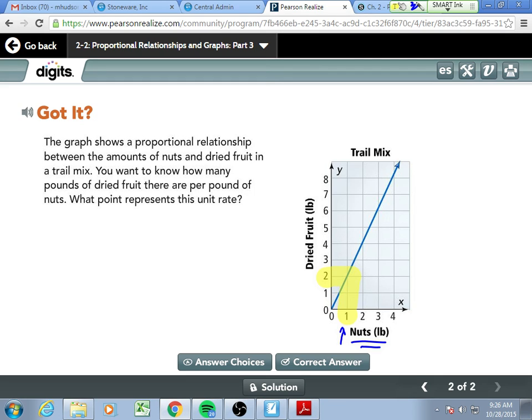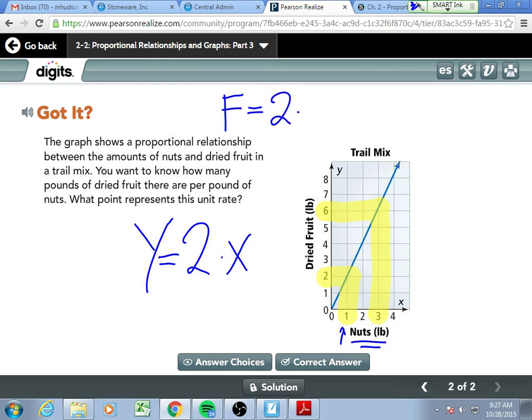So then if I said 3 pounds of nuts, I followed up to my graph. So if we want to talk about the dried fruit, our y value, we want to make one of these equations. Y is what compared to x? We know this is proportional because it's a straight line through the origin. Zach, do you know what our multiple there would be? Yeah, because each of my y values is double my x value. So y will equal 2x, or you could say the fruit will equal 2 times the amount of nuts. You can always change the variables if you want.